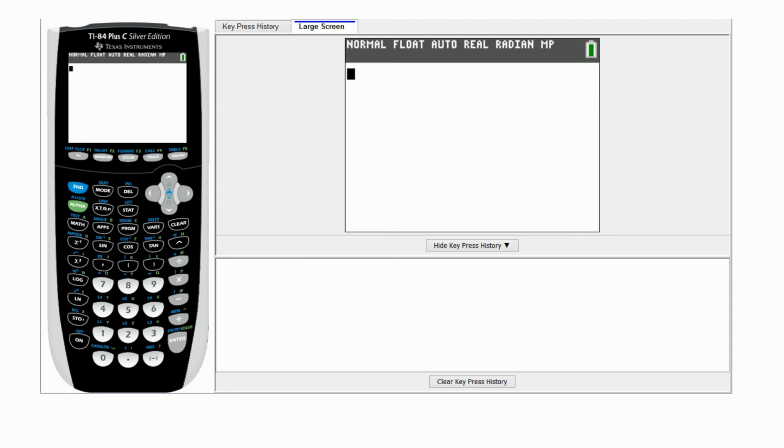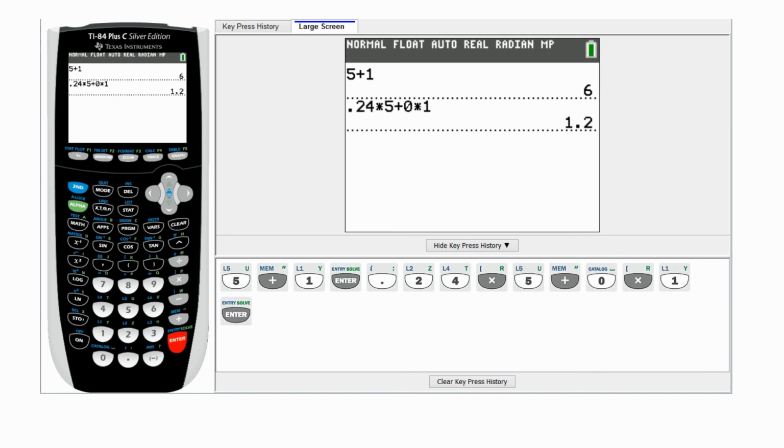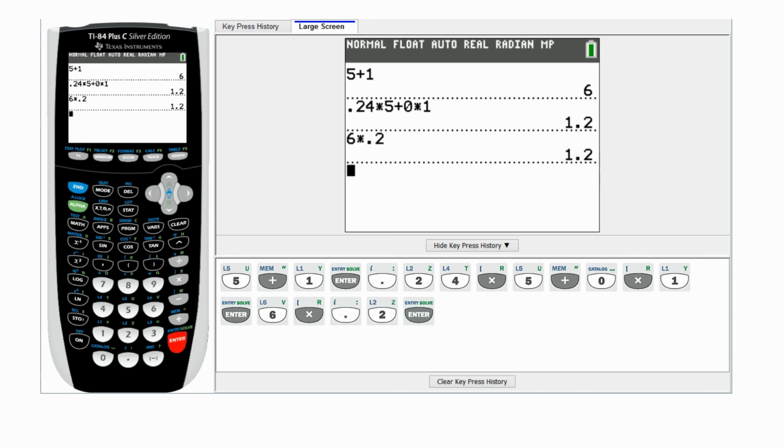To check the solution for this problem, x plus y should equal 6. 5 plus 1 is 6. Then 0.24x plus 0y should equal 6 times 0.2. 0.24 times 5 plus 0 times 1 is 1.2. 6 times 0.2 is also 1.2. So our solution is correct for this example.